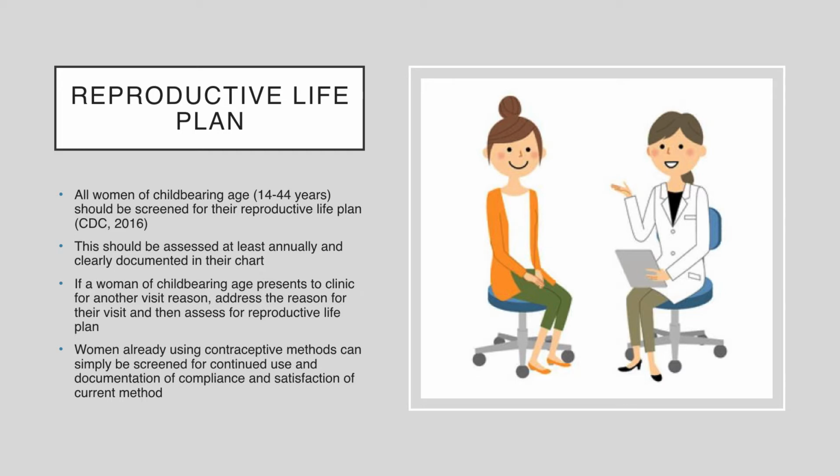According to the CDC, all women capable of having children ages 14 to 44 should be screened for their reproductive life plan. This should be assessed at least annually and clearly documented in their chart. If a woman of childbearing age presents to the clinic for another visit reason, address this reason and then assess for their reproductive life plan. Women already using contraceptive methods can simply be screened for continued use, documentation of compliance, and satisfaction with their current method.